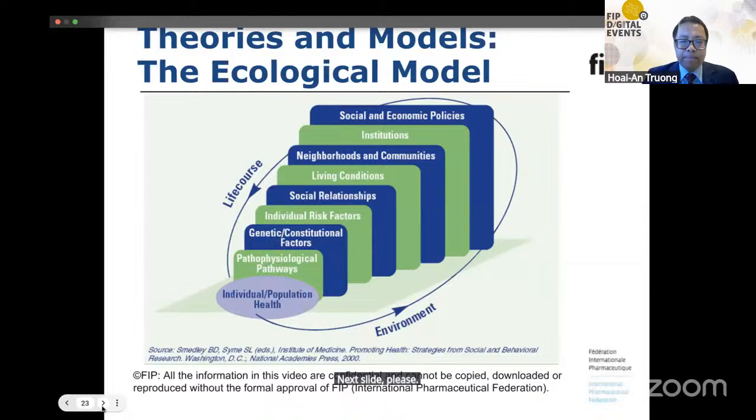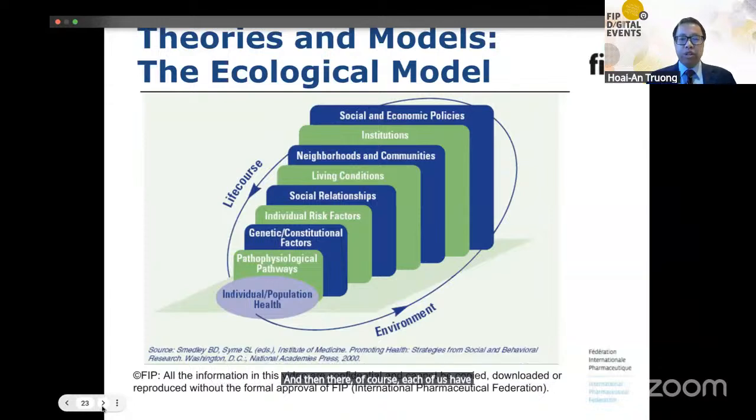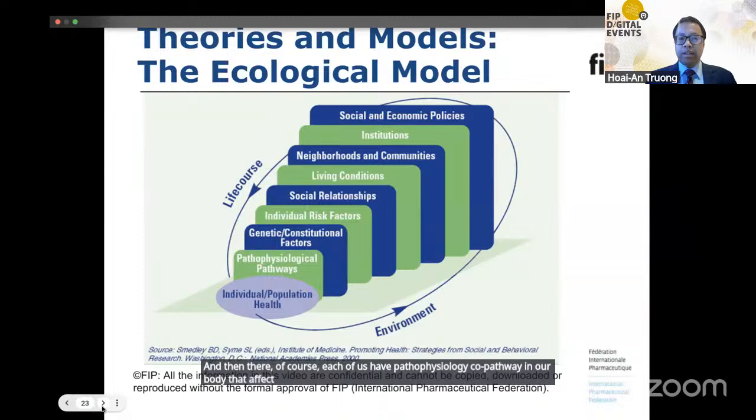This depicts or illustrates the course of our life. We as individuals, you or me, or any one of us, are at the center, at the individual, or at a certain population. That population could be our community, our country, our neighborhood. And then, of course, each of us has pathophysiological pathways in our body that affect us. And I mentioned earlier, genetics. Our parents love us. They give us everything, including their diseases and conditions. And then the risks that we take.